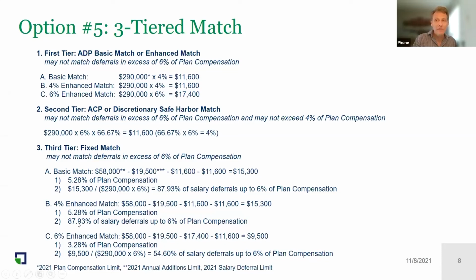So if you have a fixed match in your plan document, please make sure you talk to your retirement plan consultant to make sure that the percentage in your plan document is the percentage you want to be using for 2022. Okay. And again, it has to be amended before the beginning of the next plan year.